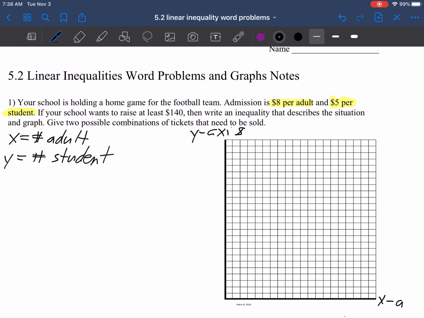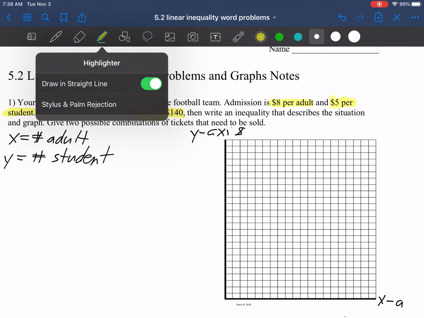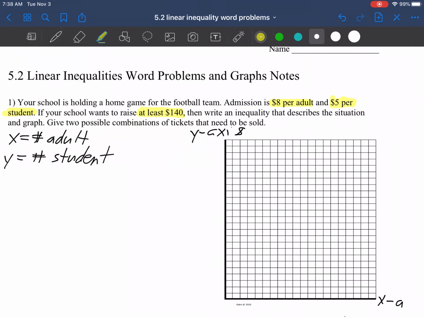And now if I continue reading the problem, you'll notice that when we do sell these tickets, we want to raise at least $140. So think about what that means. At least 140 means 140 at the very least. So we can raise 140 or more. So 140, 141, 142, 143, these are all acceptable amounts of money that we can raise.